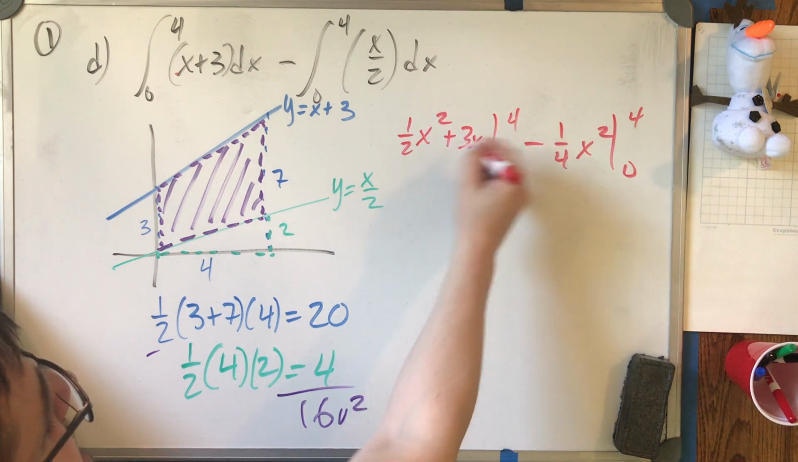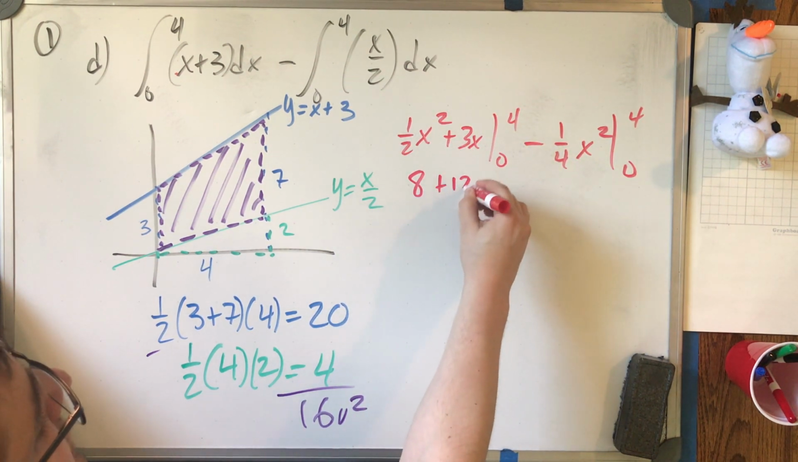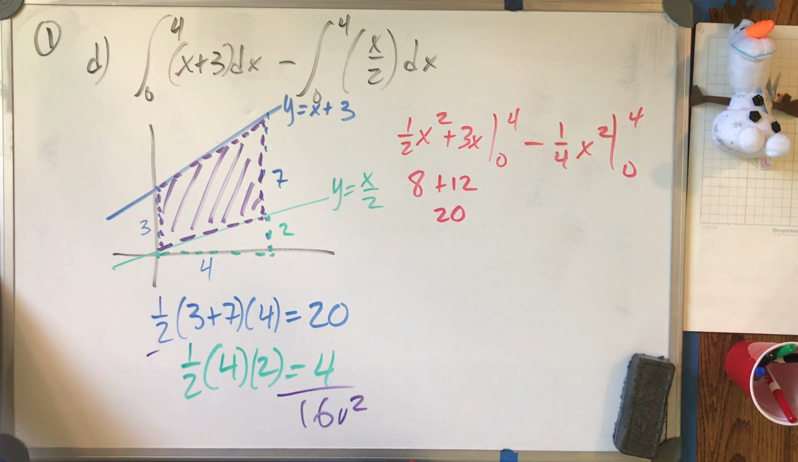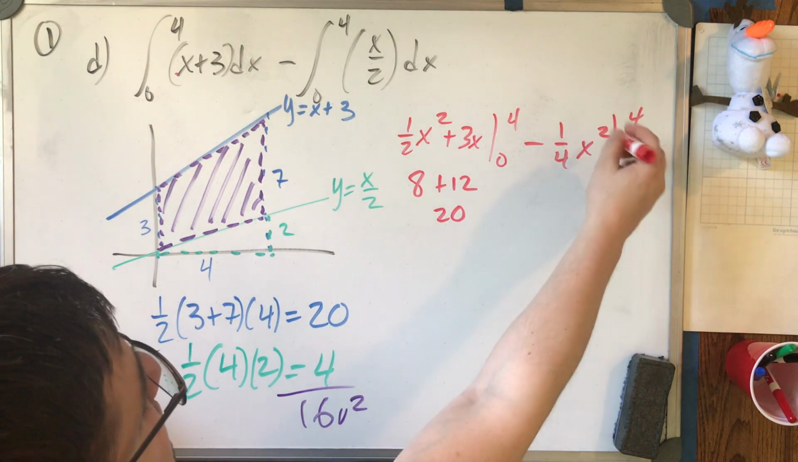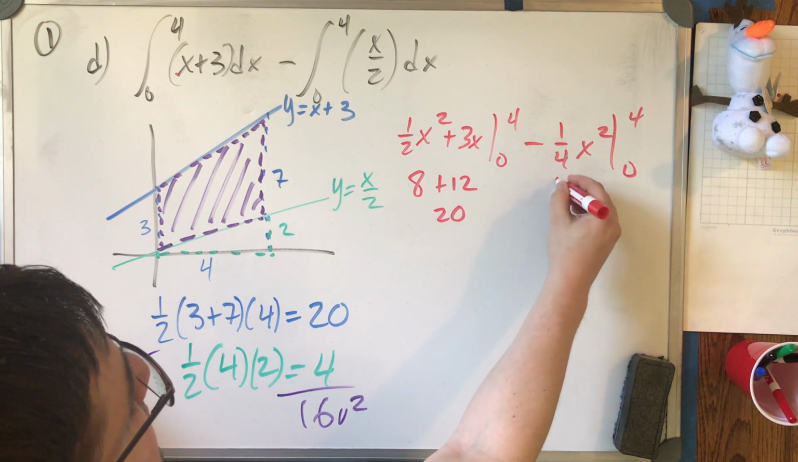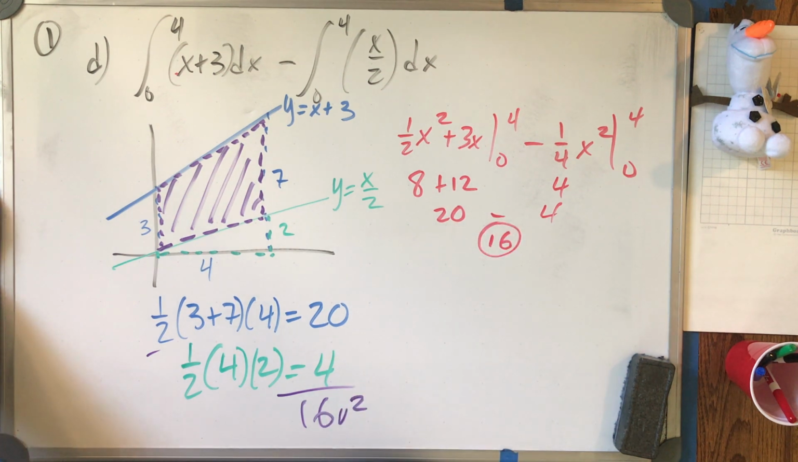So let's evaluate things. We're going to plug in 4. We'll get 16. Half of that is 8 plus 12 minus the 0. So I'm just going to end up with this little part right here, which is 20, which we already knew we were going to get. And over here, when I plug in 4, I'll get 16, a fourth of that, and I will get a 4. So when I do the 20 minus 4, I get the same 16 that we got over here.